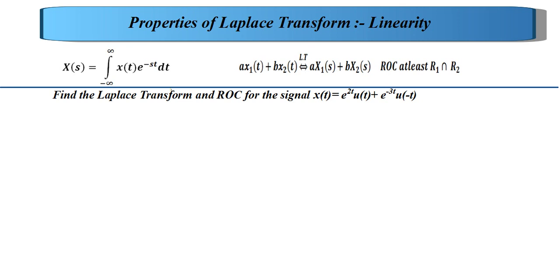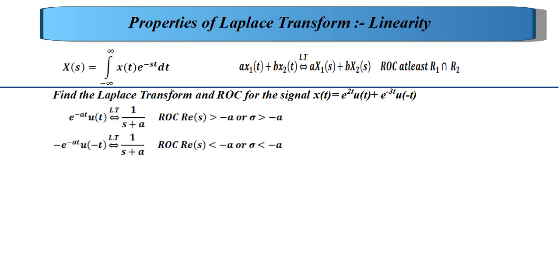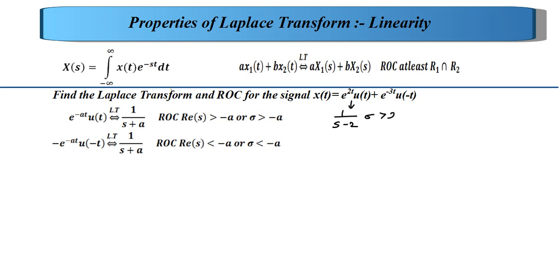Again, we need the standard result here. We can use the standard result. One signal is causal and another one is anti-causal. So based on that you can write, here it is e raised to 2t into u of t, and the Laplace transform of the signal is 1 by s minus 2 and sigma greater than 2. Okay, here, if it is minus a, it becomes plus a, so here it is 2, so definitely it will become minus 2.